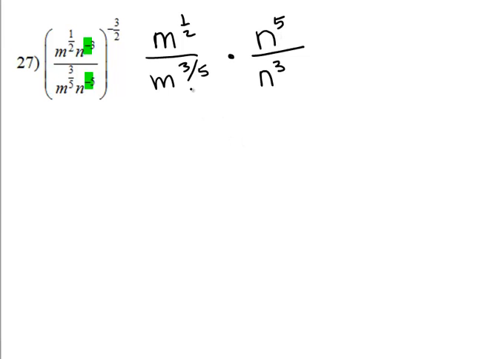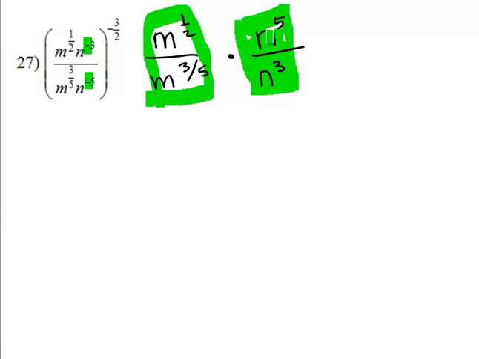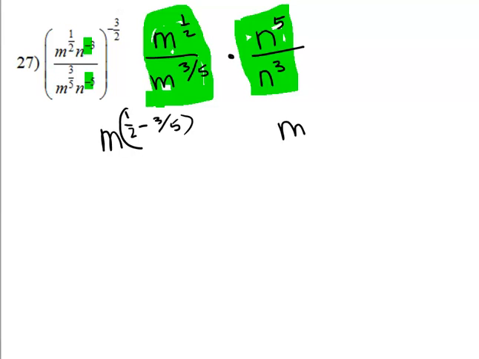What I want you to notice here, just like in the last problem, is that I grouped the ones that had the same bases together. Again, this helps keep me honest. I'm much less likely to cross-contaminate, shall we say. So if I'm going to deal with these m's, this is going to turn into m to the 1/2 minus 3/5. And this will be n to the 5 minus 3. So that's n to the 2nd.